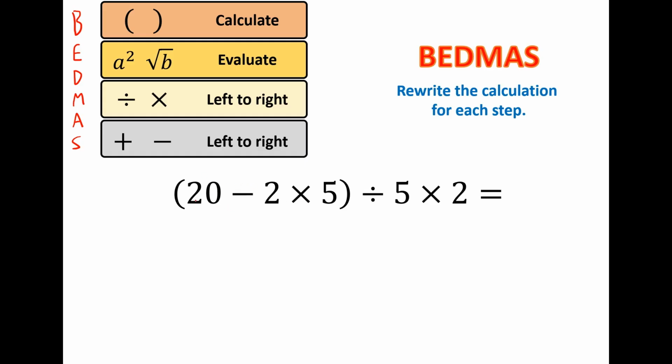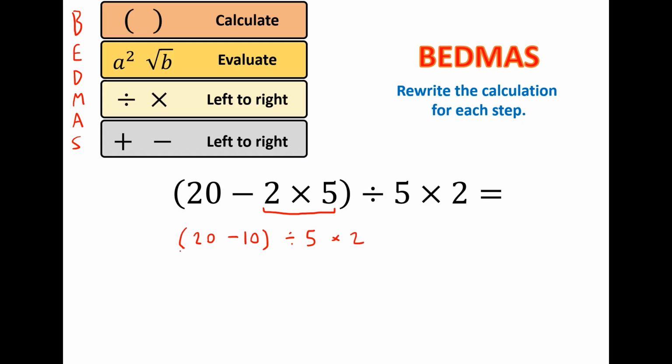Now, are there any brackets inside of the brackets? Nope. There aren't. Are there any exponents inside of the brackets? Nope. Is there any division or multiplication? Yes, there is. So we want to solve that first. So now you have 2 times 5, which is 10. So I'm going to end up having in brackets 20 minus 10 divided by 5 times 2.